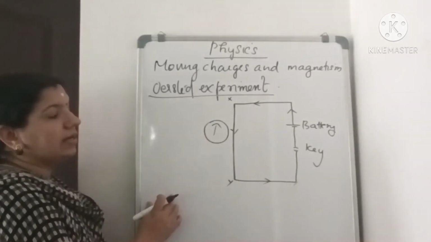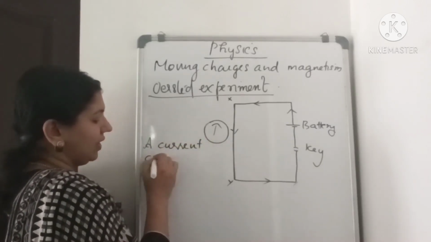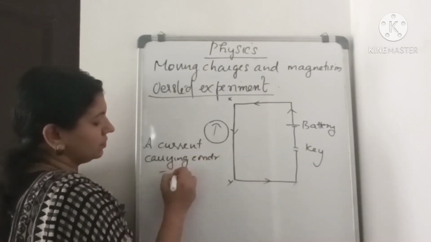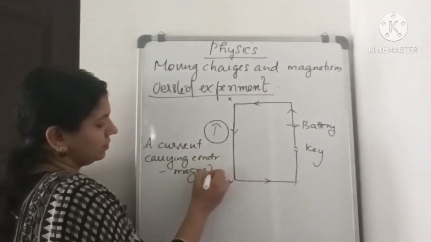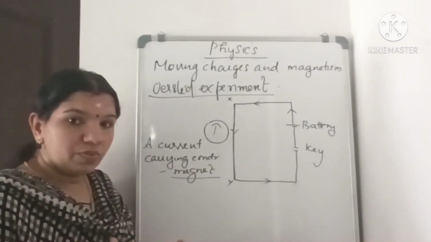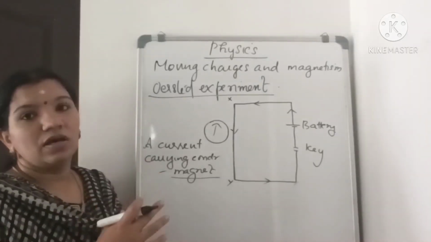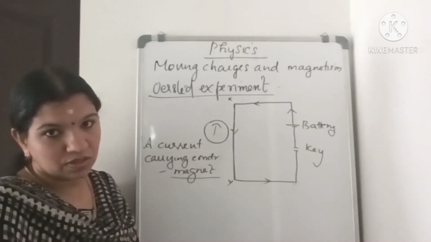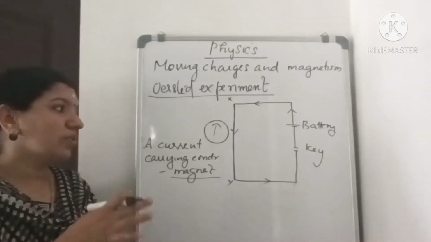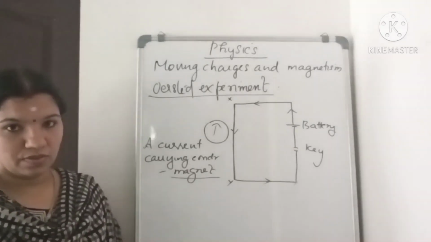So he concluded that a current carrying conductor will behave like a magnet. Okay. So because of current, we can produce magnetic field. That was the first discovery made by Oersted. Starting from this discovery, we are moving to so many things. Okay. So here, this is the experiment and this is the conclusion.